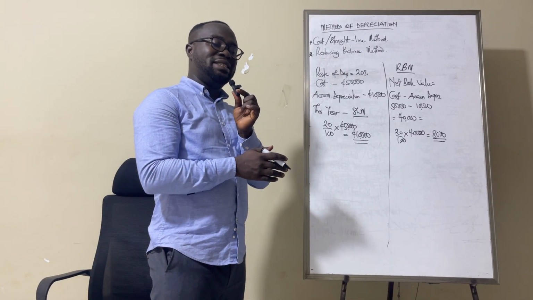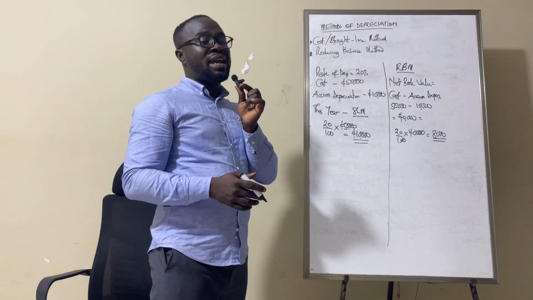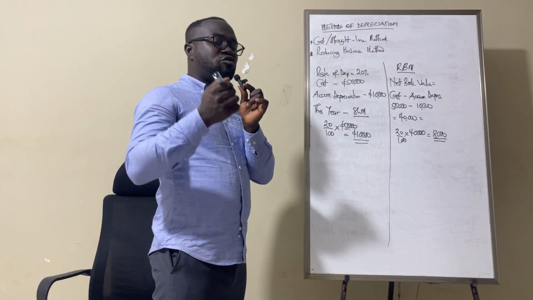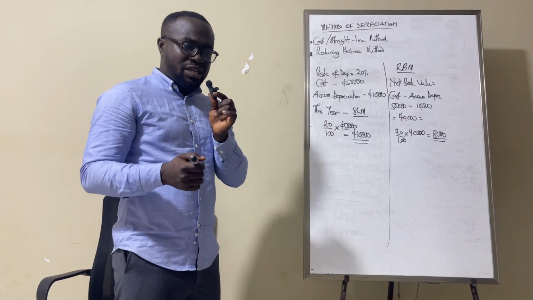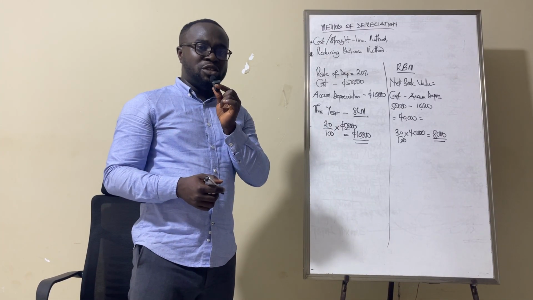It's so simple. So straight line method, we apply the rate straight on the cost. But with the reducing balance method, you have to deduct the previous year's depreciation from the cost of the asset before you can apply the rate of depreciation.